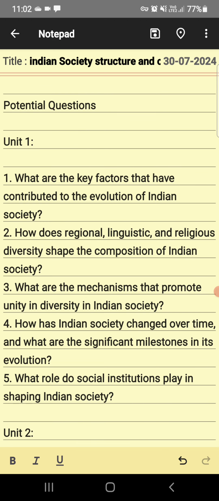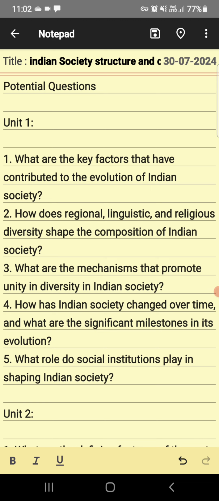from unit first include: what are the key factors that have contributed to the evolution of Indian society? Question number second: how does regional, linguistic and religious diversity shape the composition of Indian society? What are the mechanisms that promote unity in diversity in Indian society?